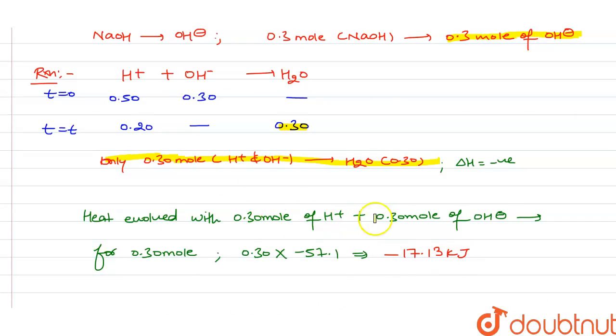So from all this, the overall conclusion is that the heat evolved will be 17.13 kilojoule when 0.30 mole of H plus reacts with 0.30 mole of OH minus ion, and it has been calculated by the definition of heat of neutralization reaction. So this is the answer, that is minus 17.13 kilojoule is the energy released. Here the negative sign shows that it is an exothermic process. So I hope you got this concept.